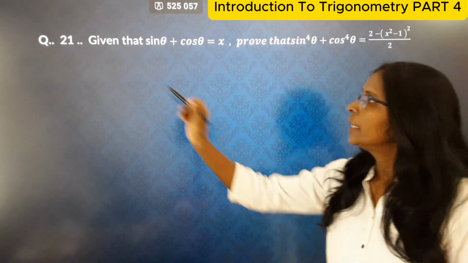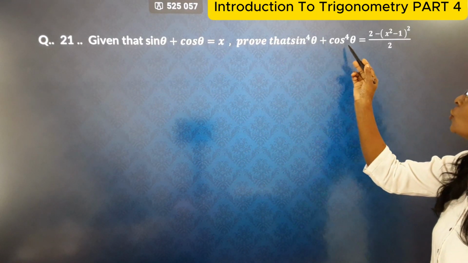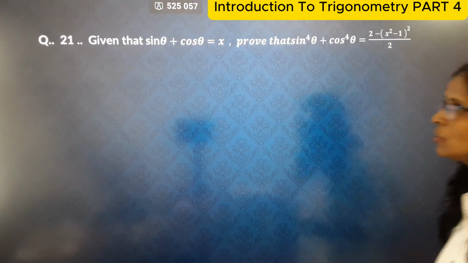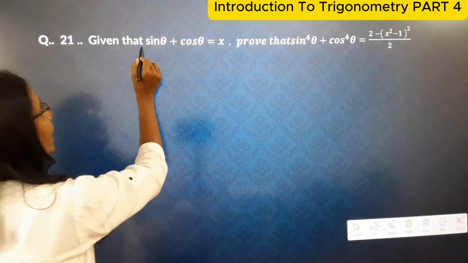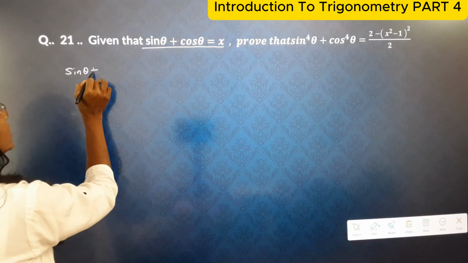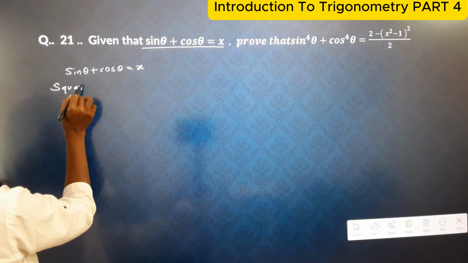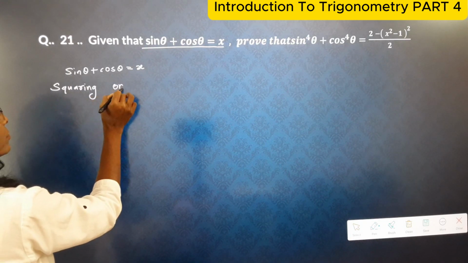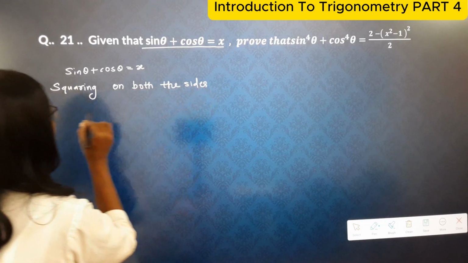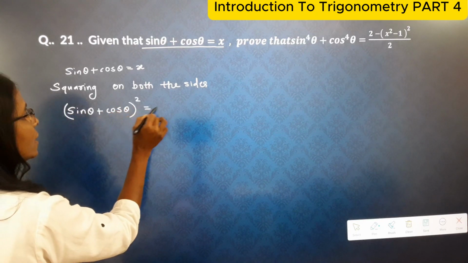Example 21 students, given that sin theta plus cos theta is equal to x, prove that sin raised to 4 theta plus cos raised to 4 theta is equal to 2 minus x square minus 1 whole bracket square upon 2. Okay student, so here first that given that is sin theta plus cos theta is equal to x. So I write here that sin theta plus cos theta is equal to x. So now here squaring on both the sides. So here sin theta plus cos theta whole bracket square is equal to x square.